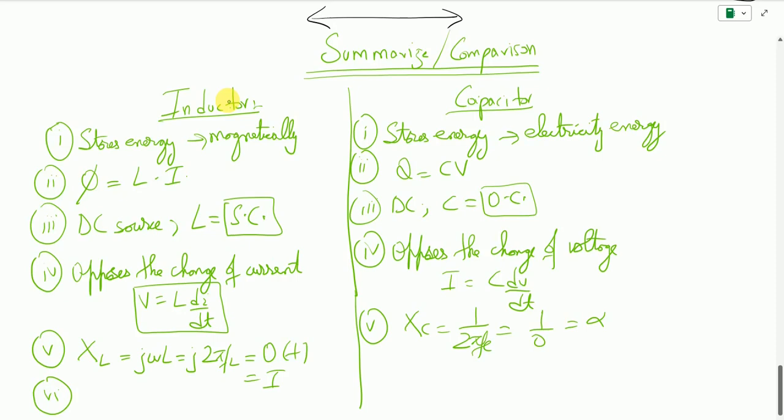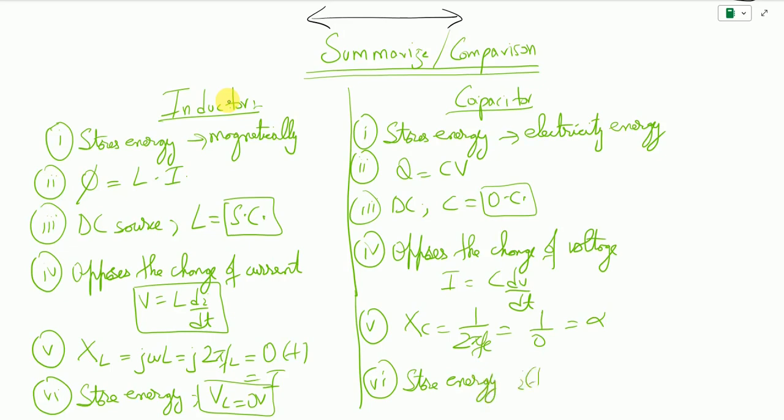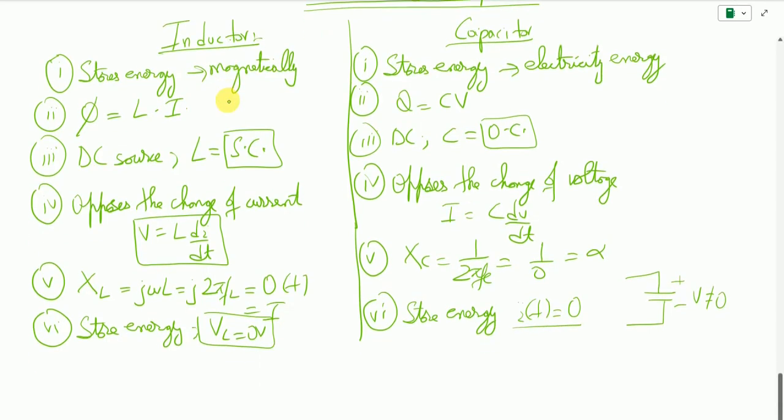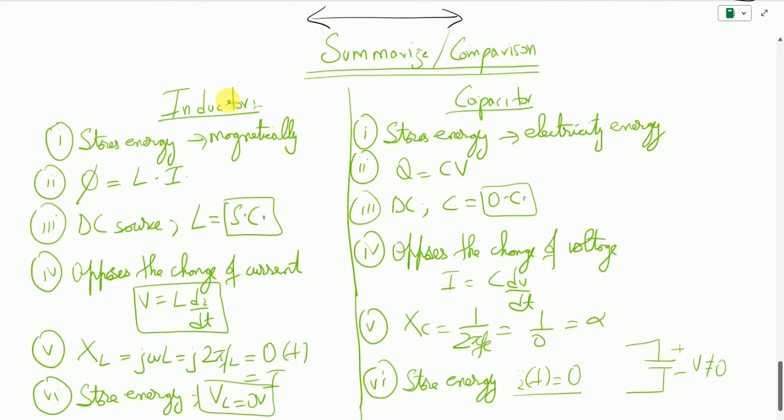And finally, for inductor, the energy is stored when VL equals 0 volts, because the current is a constant, so VL becomes equal to 0. And for capacitor, the electrical energy gets stored when the current is 0. And we have seen this, that if the capacitor is charged, V is not equal to 0, but the current becomes equal to 0, and this is the point where it is getting stored. So these are the comparisons between these two storing elements. The first one onto your left is the inductor and the second one is the capacitor.